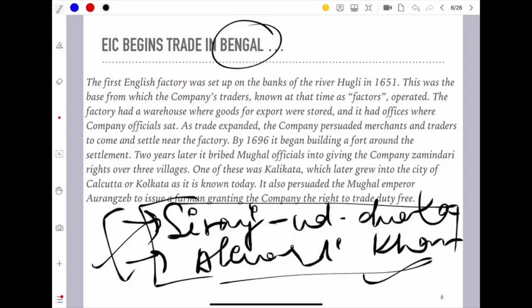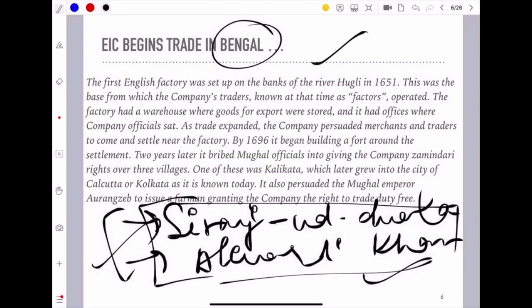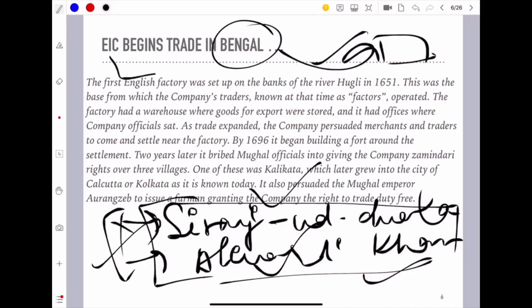Before talking about these rulers, let's talk about when they reached Bengal. When they reached Bengal, what did they do at first? It was not like they reached Bengal and got to shake hands with Sirajuddaulah and Aliwardi Khan. No. Let's see what happened when they began their trade in Bengal.